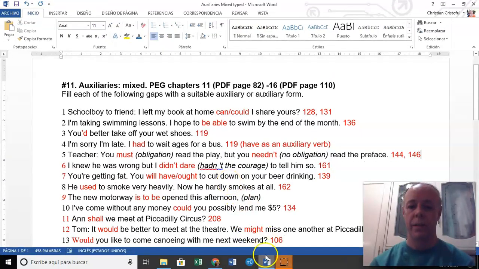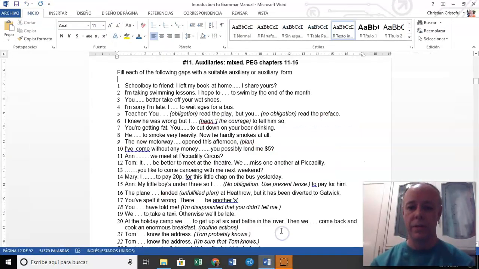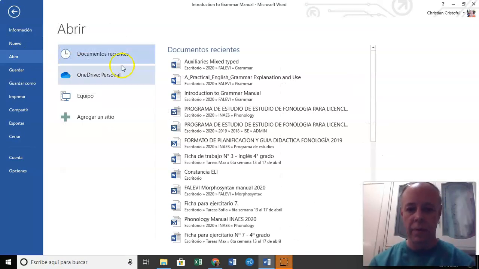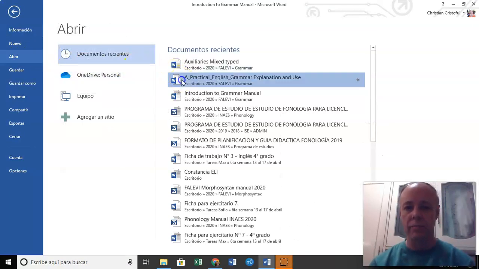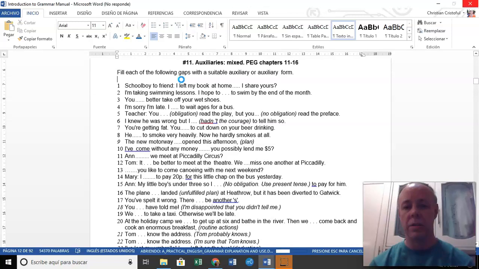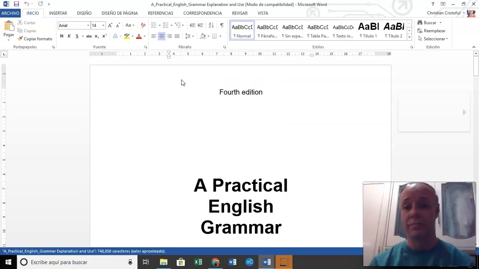Let me see. Where is your textbook? I need to open it. I had it here with me. And apparently I closed it. Here it is. It will take a little bit because it has more than 300 pages.